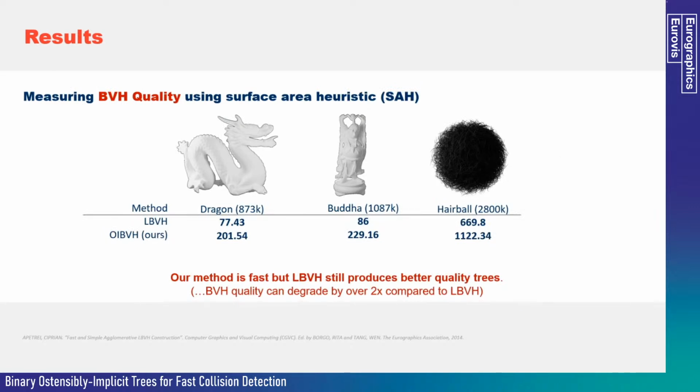We also evaluated BVH quality based on the surface area heuristic and compared against the linear BVH. As a categorically fast construction approach, our technique emphasizes build performance and simplicity, which can limit BVH quality in some cases. The quality of our tree can degrade by over 2 times compared to LBVH, and this is because we simply pair nodes at each level without looking at the actual radix bit values to construct the hierarchy, unlike the LBVH. Further details about this can be found in our paper.